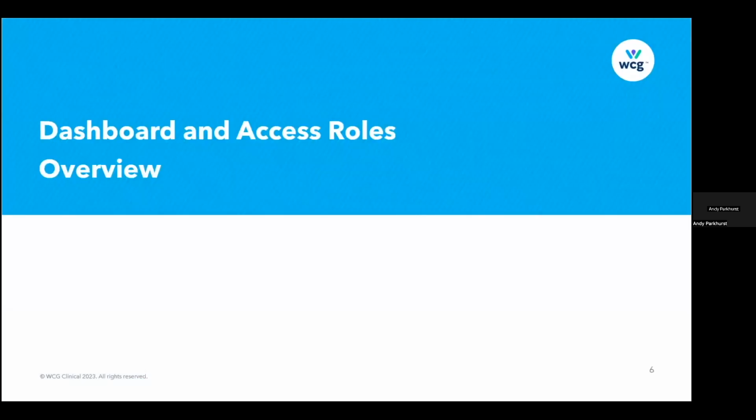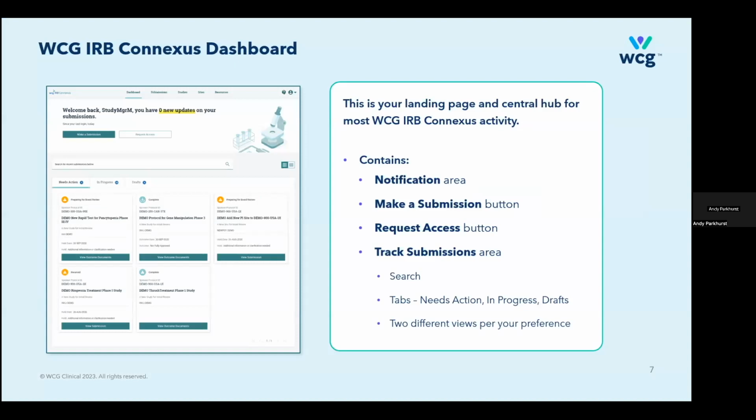Now we'll go over the dashboard and access roles. So when you first sign in, you will be greeted with your dashboard, which is this screen here. Going from top to bottom, this top section here is your notification area, and it will show you how many updates have occurred since the last time you logged in. Below that are the make a submission and request access buttons, which I'll go into more detail later.